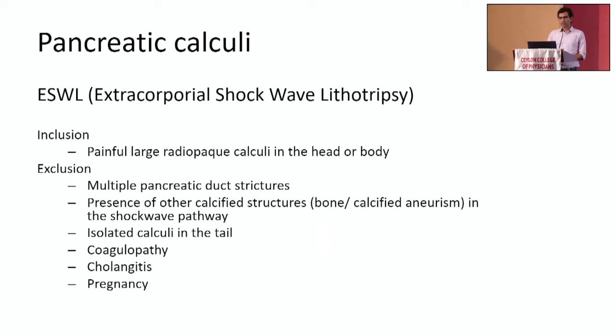So, some facts about ESWL. The best group of patients suitable for ESWL would be those with painful, large radiopaque calculi, ideally located in the head or body of the pancreas. But there are certain exclusion criteria, especially multiple pancreatic duct strictures, isolated pancreatic calculi in the tail region, and the presence of cholangitis or coagulopathy, or even pregnancy. And if there is another calcified structure in the pathway of the shock wave, then it is still not a suitable option.